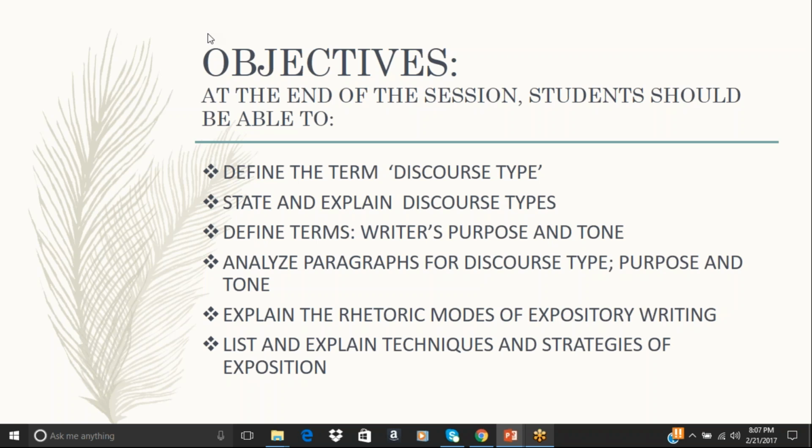So we're going to divide our presentation in 2 phases tonight. First of all, we're going to be recapping the different types of discourse or the modes of writing, and then we're going to be taking a look at 2 past paper items linked to module 1 and how you can answer those questions based on module 1. Alright, so that's what we're going to be doing.